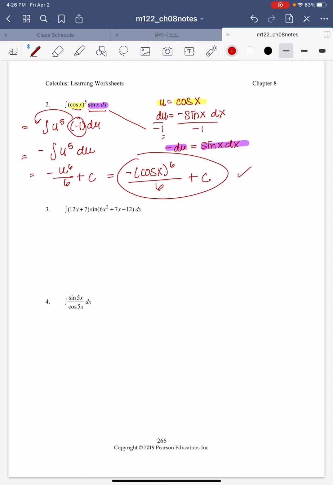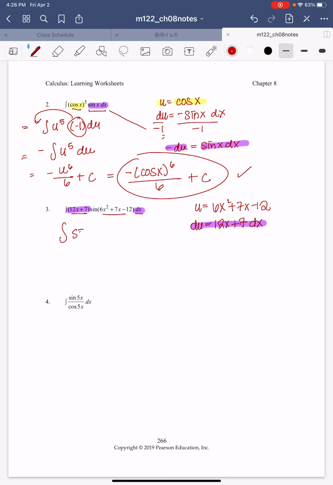All right. Number 3. Again, this looks more complicated, so I'm going to be using some u. You have options. So I'm looking at this one. This looks more messy. So I'm going to set my u as 6x squared plus 7x minus 12. Then my du is 12x plus 7 dx. And that's nice because I have that over here. So my du will be this whole thing. So it cancels out nicely.